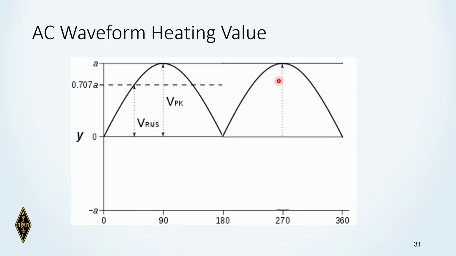Now let's take a look at the waveform heating value. Now I've got a question for you. If this is just a half of a cycle, we're going to wind up with a certain amount of heating value. If we go the other way, the sine wave, now the voltage is swinging negative, would the heating value of the negative going waveform be the same as the positive going waveform? Anybody have a thought?